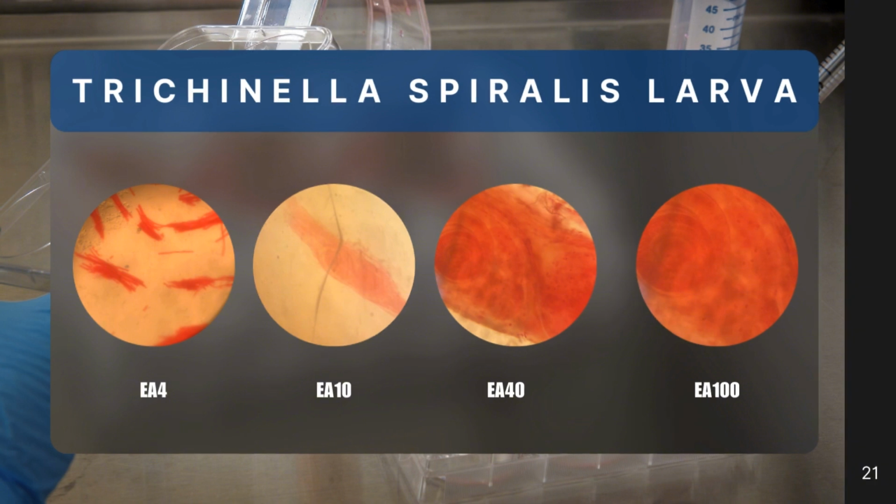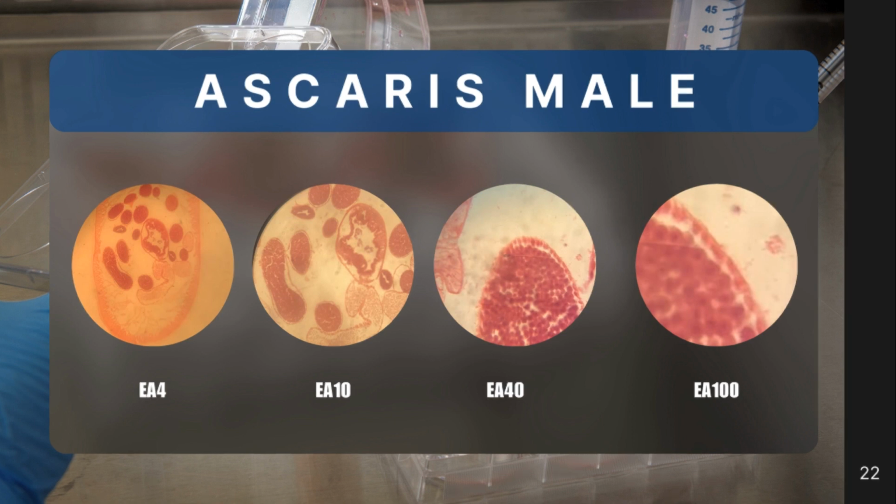The fourth slide is Ascaris male. Ascaris lumbricoides is a species of parasitic roundworm that infects humans. Ascaris worms are dioecious, meaning they have separate male and female individuals. The male Ascaris lumbricoides worm is smaller than the female and has a curled posterior end, which is used to grasp the female during copulation. Male Ascaris worms have a curved tail, whereas females have a straighter and thicker tail.